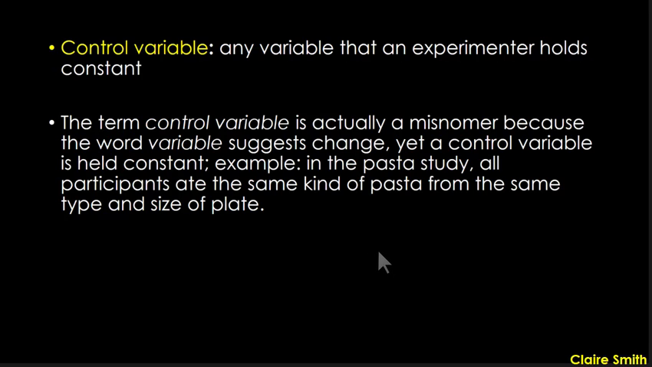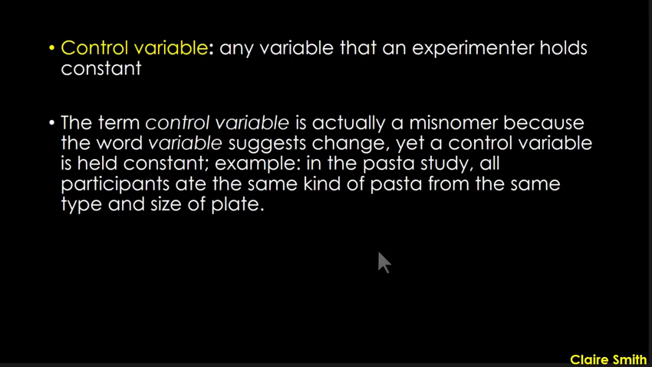So the type of pasta in the bowl was constant between the conditions, right? We don't want the type of pasta to influence how much people serve themselves. The serving spoon, how big the spoon was, was held constant. Each individual's plate that they were dishing their own pasta onto was constant. Everything else besides what we wanted to be affecting our dependent variable was held constant to ensure that the changes we saw were actually due to what we wanted them to be due to.